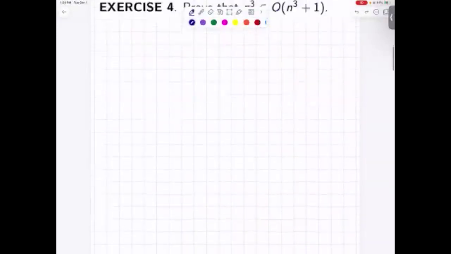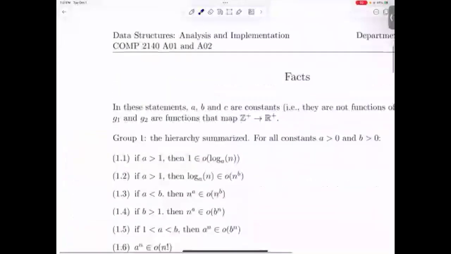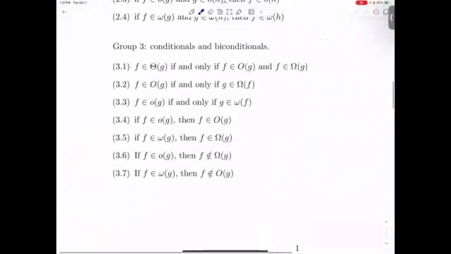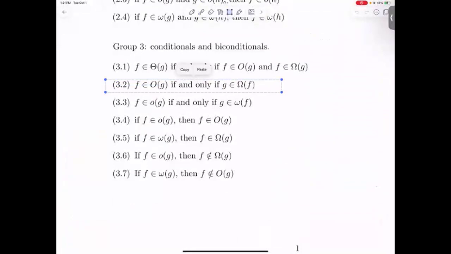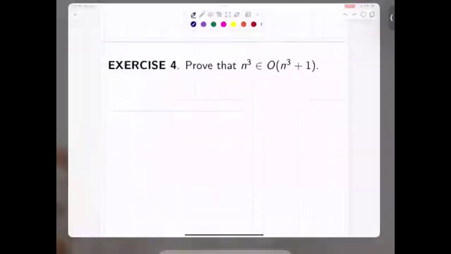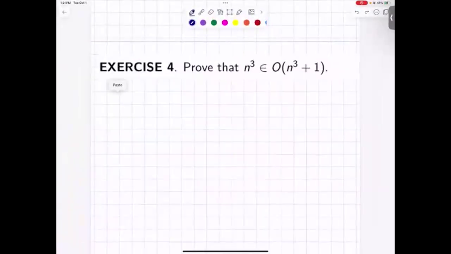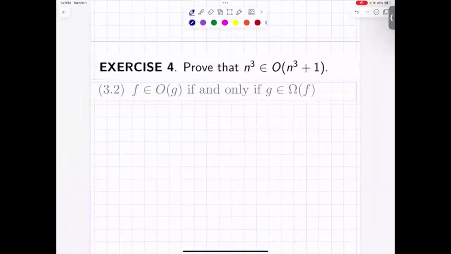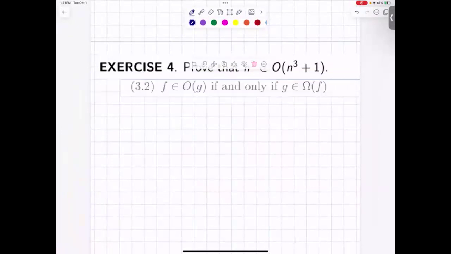So let's take a look at our properties over here. Specifically, since I know my properties, I'm going to pull us down right here to 3.2. I'll pick that up and move it over here. Let me make it bigger. There we go.